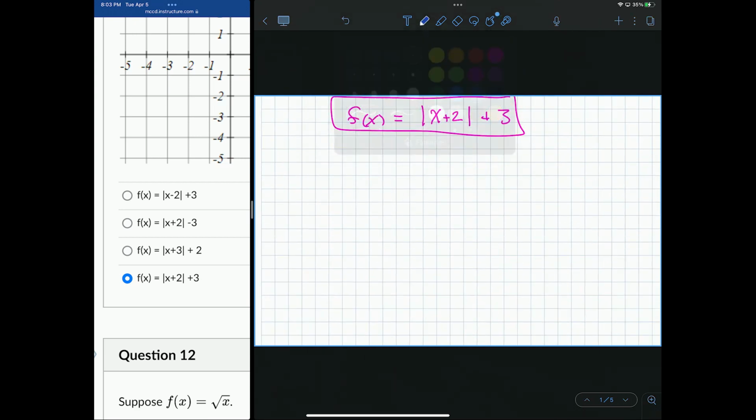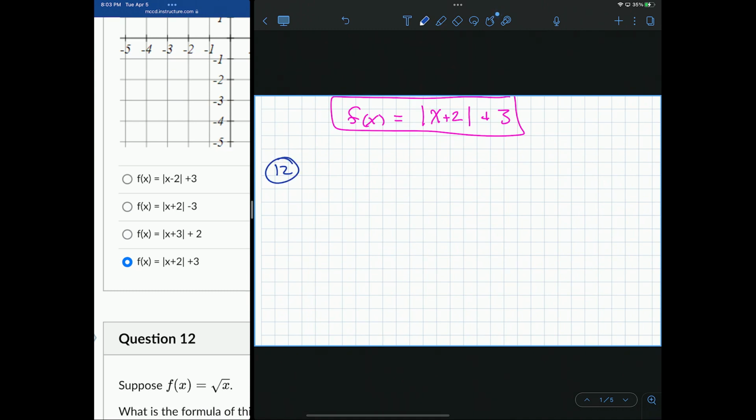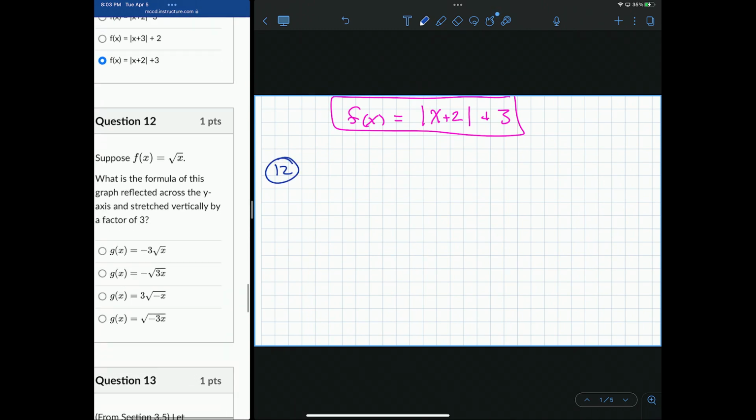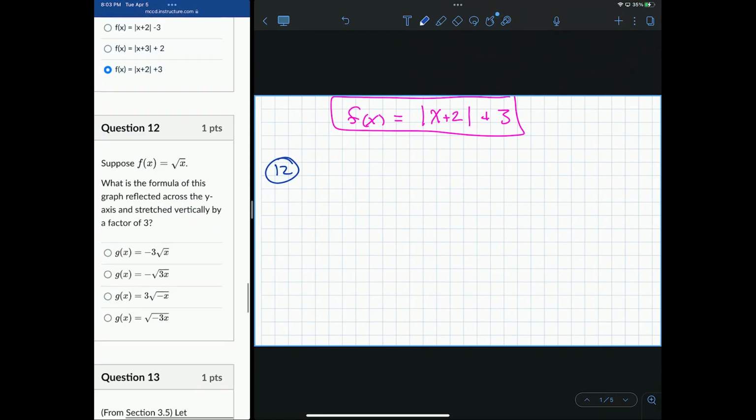And we're on to the next question. Number 12. So we've got a function f of x equals square root x, and again, more transformations to apply here. What is the formula of the graph reflected across the y-axis? So reflect across the y-axis. If you look that up, it says the x should turn into a minus x. That's how you do that.